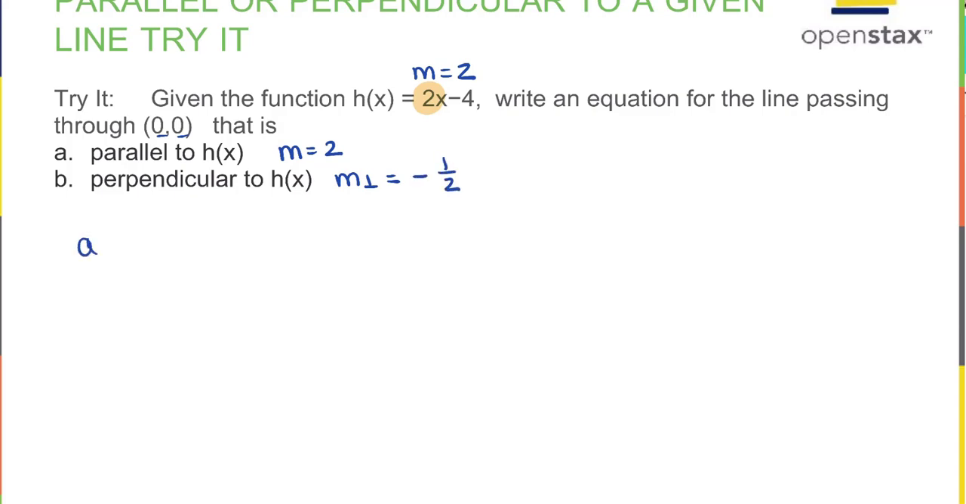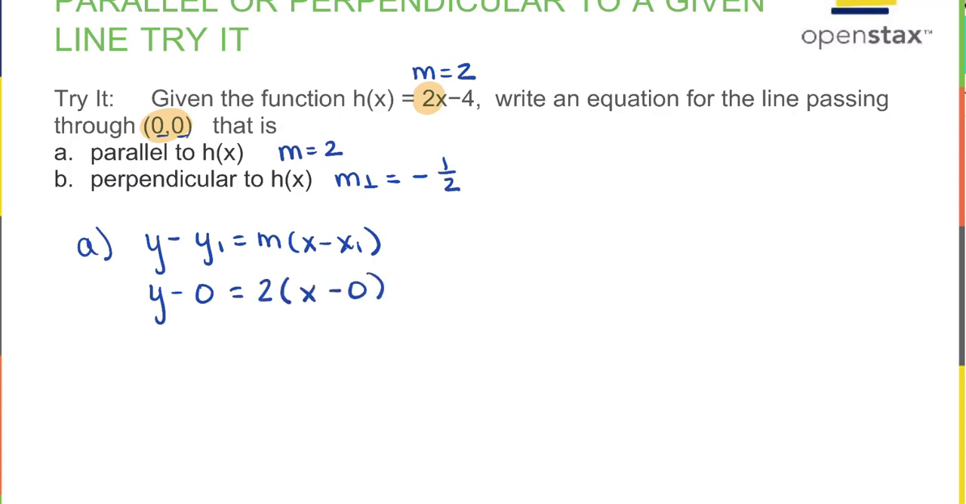So for parallel, let's do y minus y1 equals m times x minus x1. So for the parallel line, y minus y1, which is 0, getting that from right up here, equals 2, because that's the slope of the parallel line, times x minus 0. So we end up with y on the left because the 0 goes away, and on the right we end up with just 2x. So there we go. We're done with the parallel one.